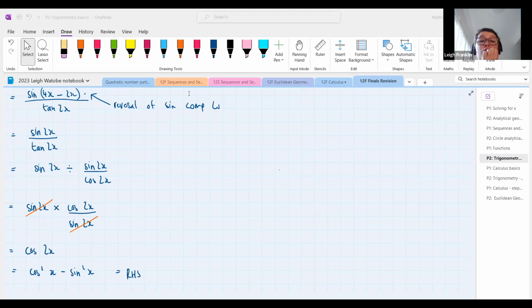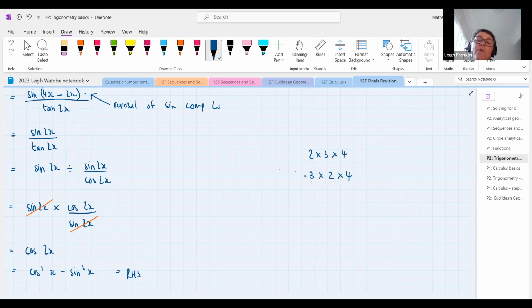Yes, absolutely. You can move it around, Amu, because it doesn't matter in which order you multiply. So if I write 2 times 3 times 4, but you decide you need 3 times 2 times 4, there's nothing wrong with that. You're moving things around within a single term where you're only multiplying, so you are allowed to do that. Does that make sense? You're not breaking any mathematical laws.